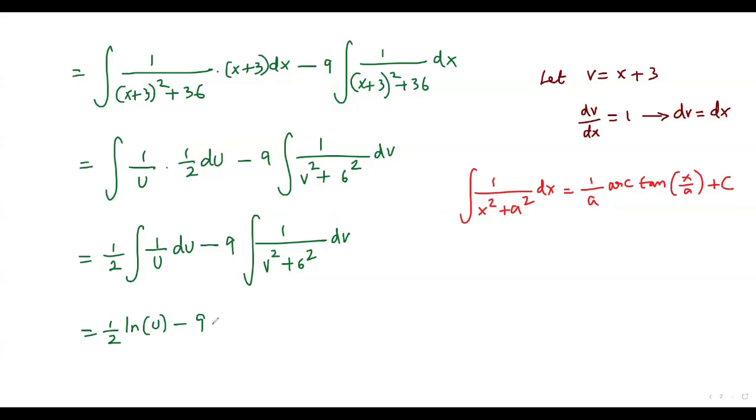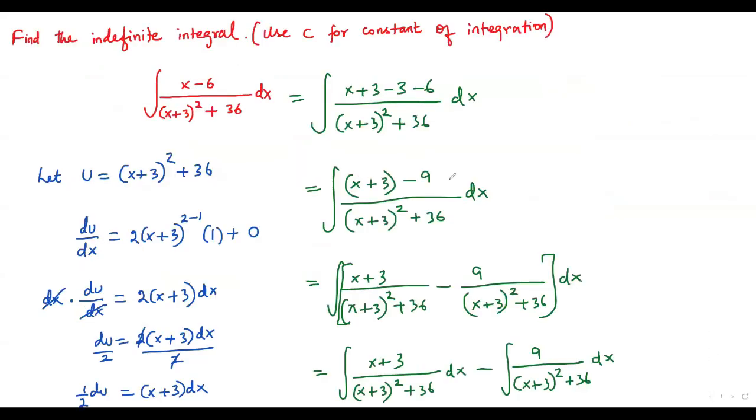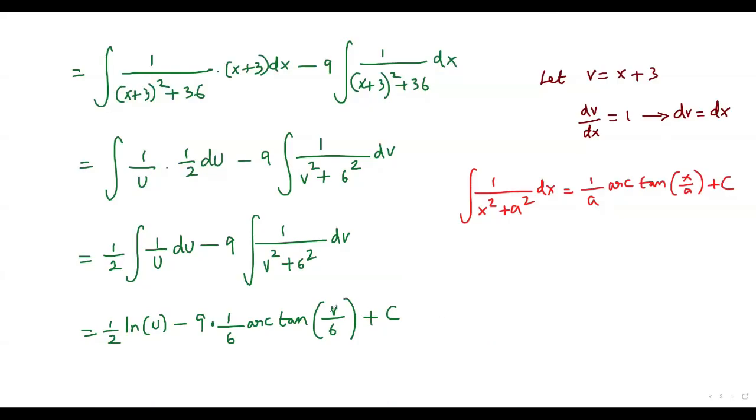Okay, now let me continue. Negative 9 times 1 over 6, because for a we have to plug in 6, because we have the constant 6 here, times arc tangent v over 6 plus c. Actually, we are evaluating an indefinite integral, and whenever we evaluate an indefinite integral, we always have to add the constant of integration. According to the instruction, we have to use c for the constant of integration. Since I have done the evaluation of the integration, I just added the constant of integration here.